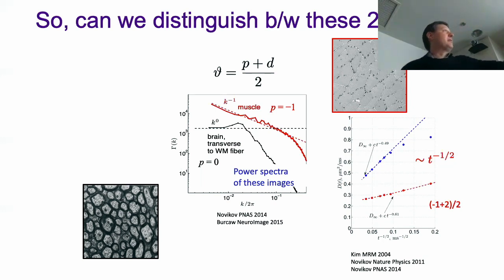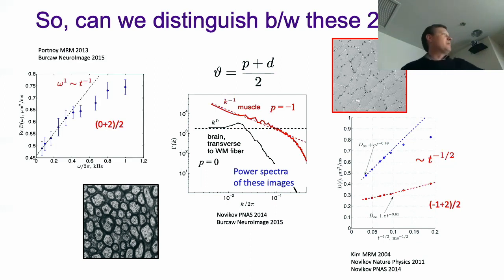So for the brain, white matter transverse to the fiber, p is 0, short range disorder. (0 + 2)/2 is 1. So the prediction is power law 1. And this is a beautiful paper by Sharon Partnoy, Greg Steinich, and Steve Blackman, oscillating gradient measurement of diffusion transverse to fiber in the CA1 region in hippocampus. And you see, well, this is oscillating gradient, so it's a function of frequency, which is inverse time. So you see this power law 1, linear scaling with omega. I'll comment a bit more on this. So basically, at least fundamentally, these samples are distinguished by different classes of randomness, even though they're two-dimensional.